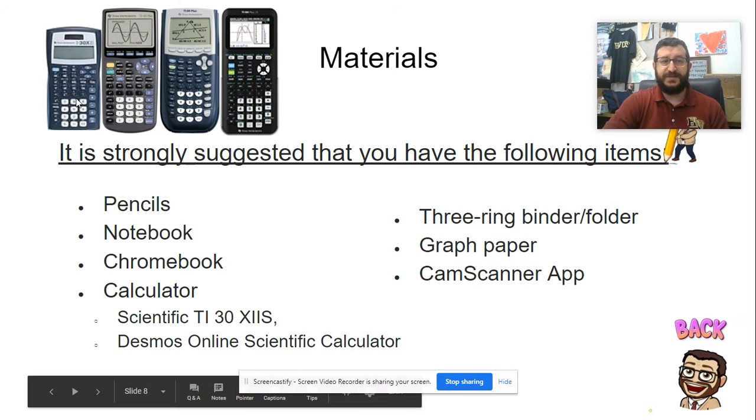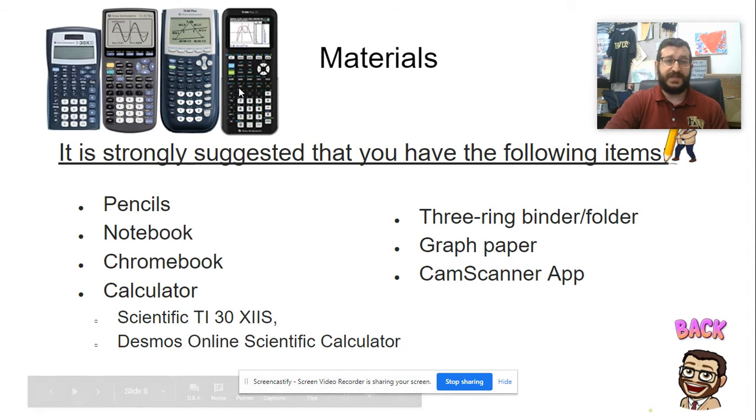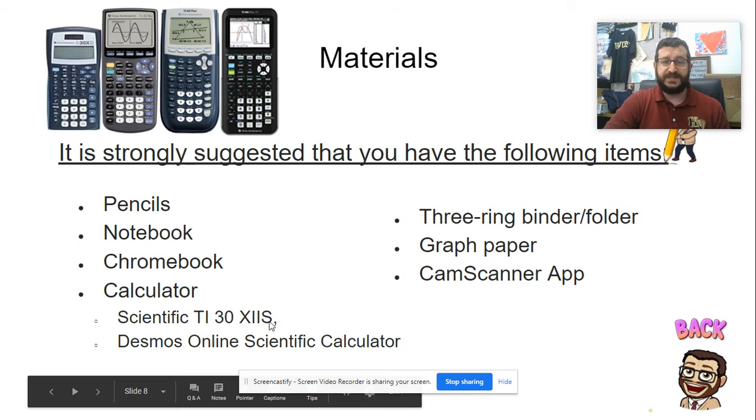We just require a scientific calculator. These last three on the right are graphing calculators. They do more than we're going to use this year, although some students might like those. Really, the scientific TI-30 X2S is about $15 in a store, and is going to be fine.